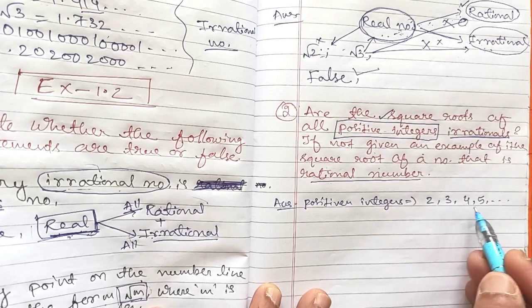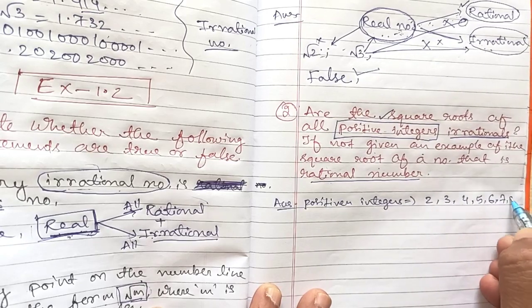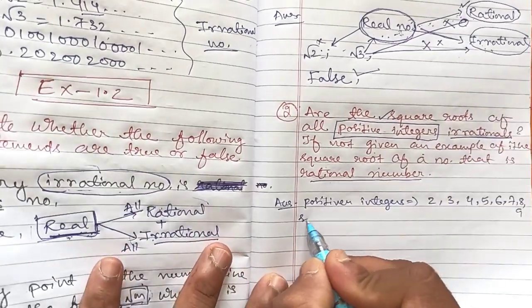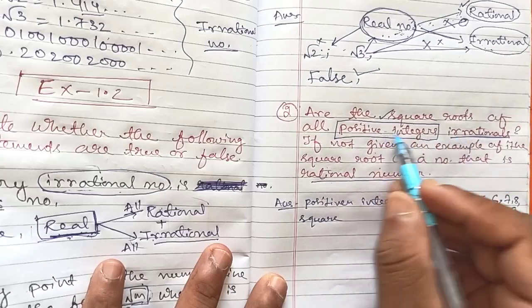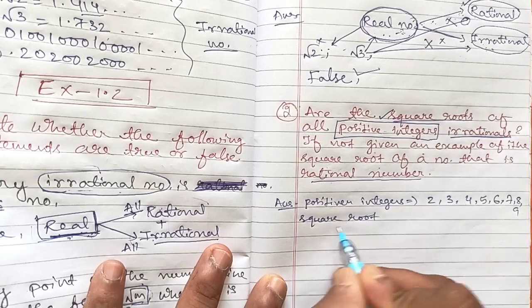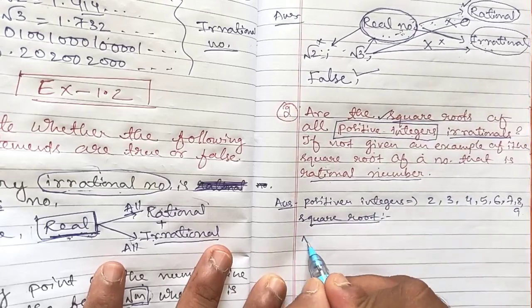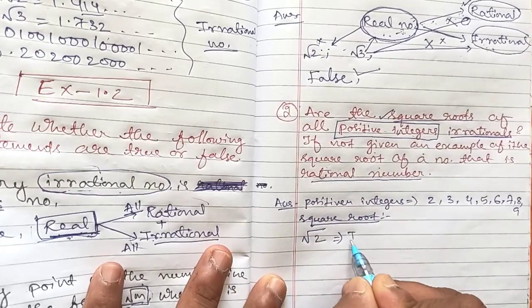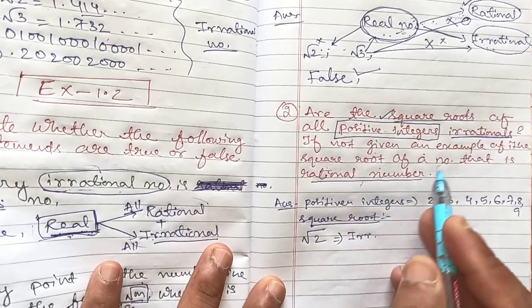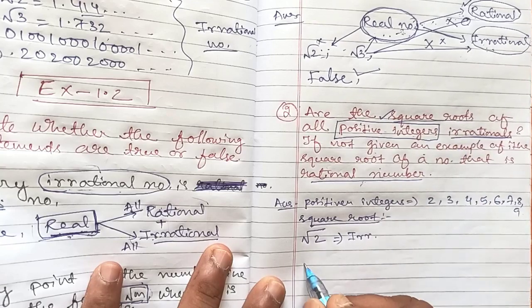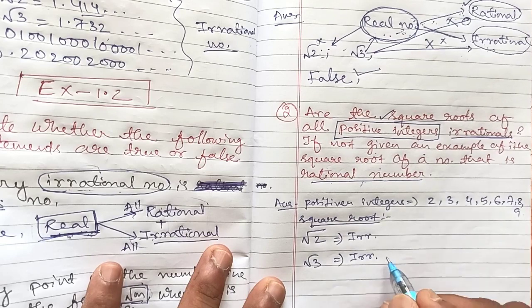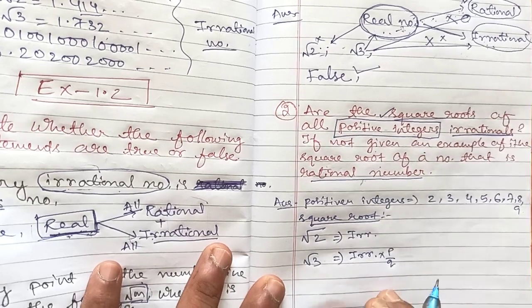I have taken these numbers 6, 7, 8, 9. So we will find out the square roots. It is asking whether the square roots of positive integers are irrational. I am finding the square root. Square root of 2, what is it? You know, it is irrational. It cannot be represented in the form of p by q, so it is irrational. Next is root 3. Root 3 is also irrational, because this also cannot be represented in the form of p by q.